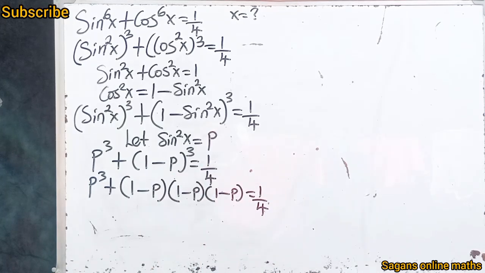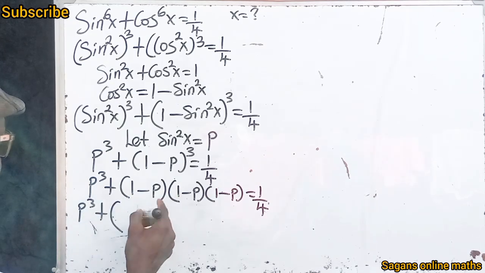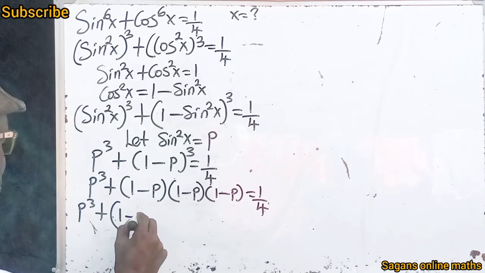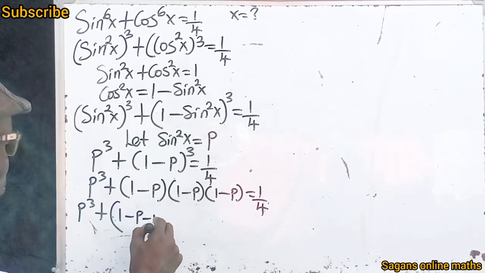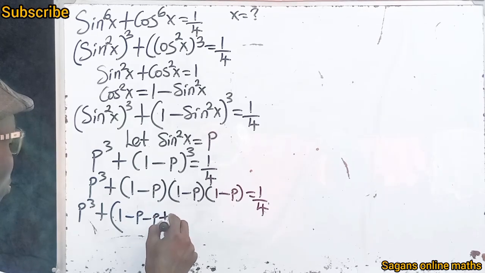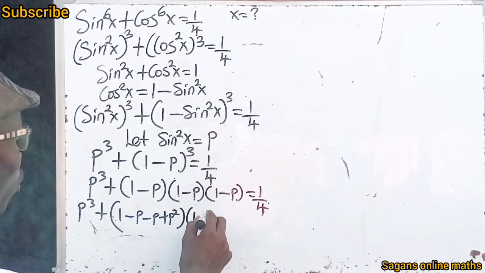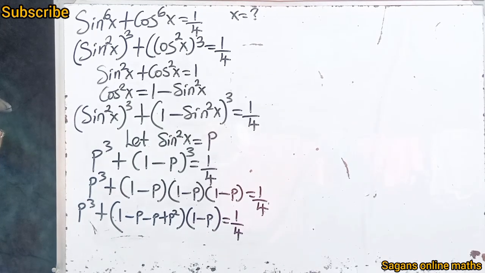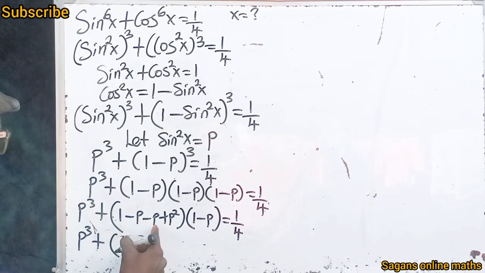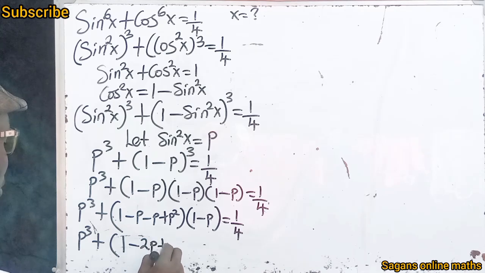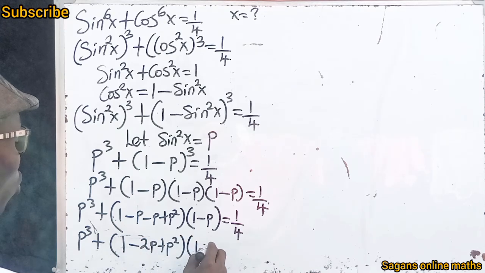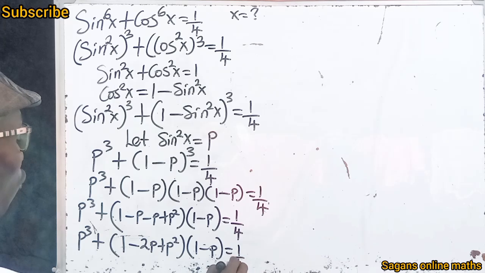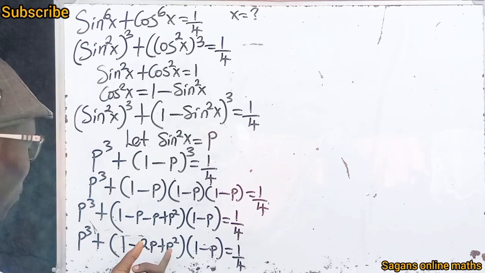That is interesting, right? Now I want to multiply everything here, so that means p raised to the power of 3 plus 1 times 1 will give us 1, 1 times minus p will give us minus p, minus p times 1 will give us minus p, minus p times minus p will give us plus p square, multiplied by 1 minus p, all this equals 1 over 4. That's interesting, right? Now p raised to the power of 3 plus 1 minus 2p plus p square, multiplied by 1 minus p, equals 1 over 4. Wow, that's interesting. Now let's multiply this by this.